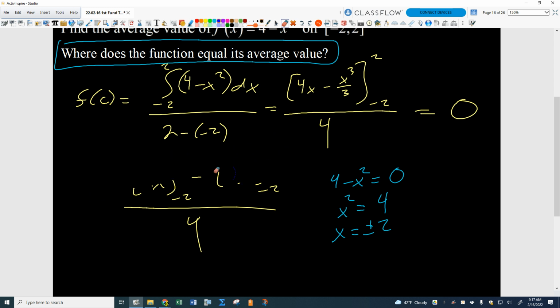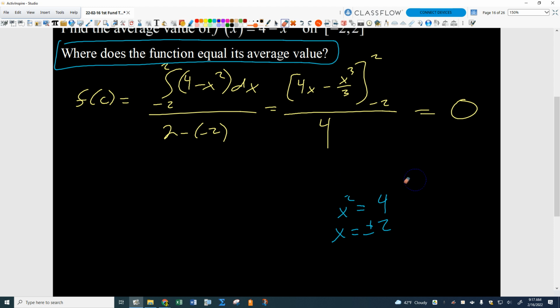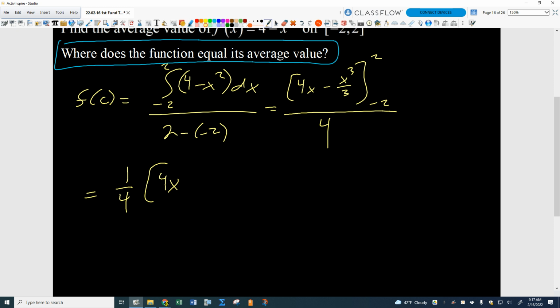I can get rid of all this stuff, and get rid of that stuff for now too, why not? What this should have equaled then is 1/4 times 4x minus x cubed over 3. We'll take the whole thing and multiply by 2 and just go from 0 to 2, right?